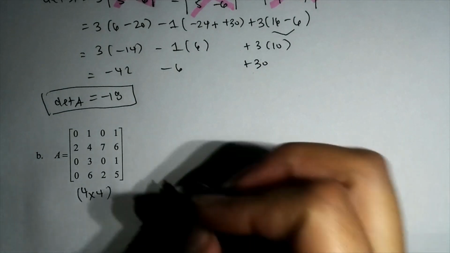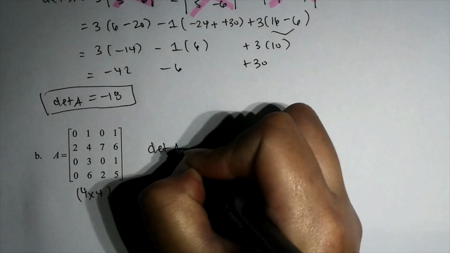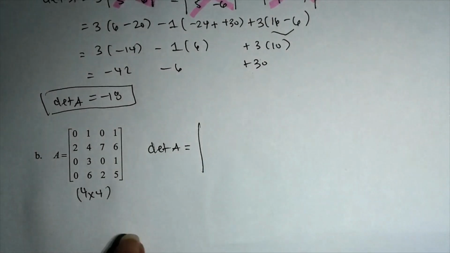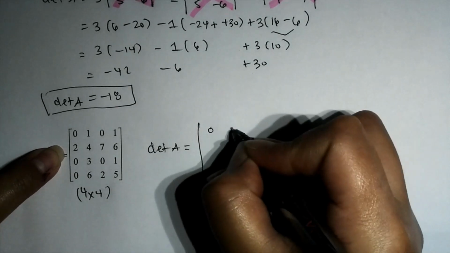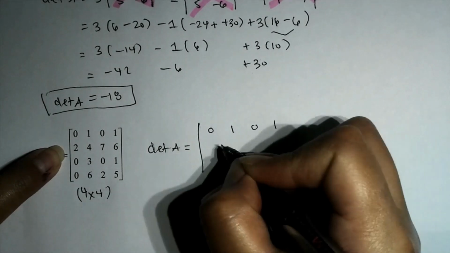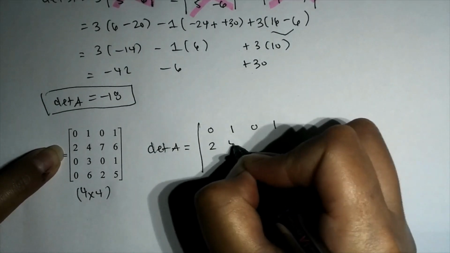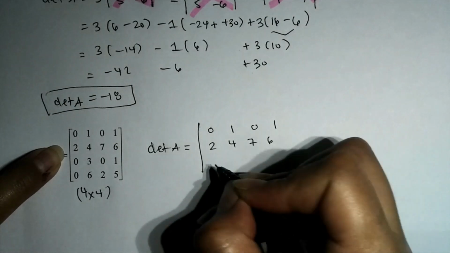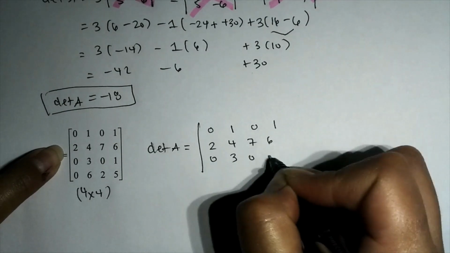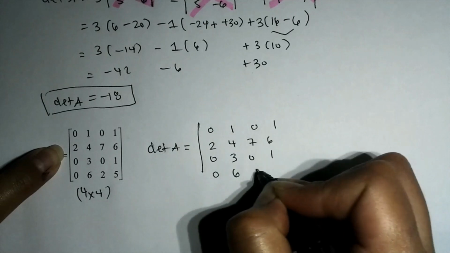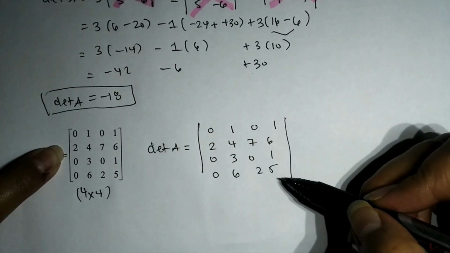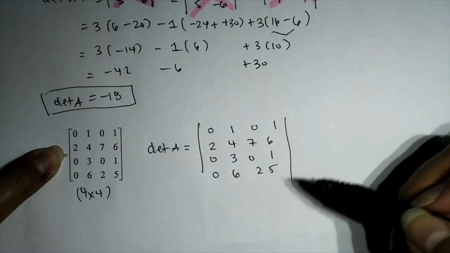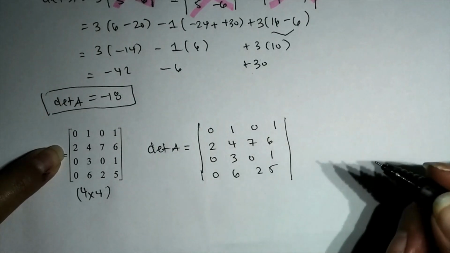So let me go ahead and write out what we have. So we have determinant of A equals, let's go ahead and have the notation. We're going to use the vertical bars. The first row is given by 0, 1, 0, 1. Next row is, what is it, 2, 4, 7, 6. Third row, 0, 3, 0, 1, 0, 6, 2, 5. It would have been nice if I made sure I have the elements in the column, but nice didn't happen, so hopefully I don't make a mistake.